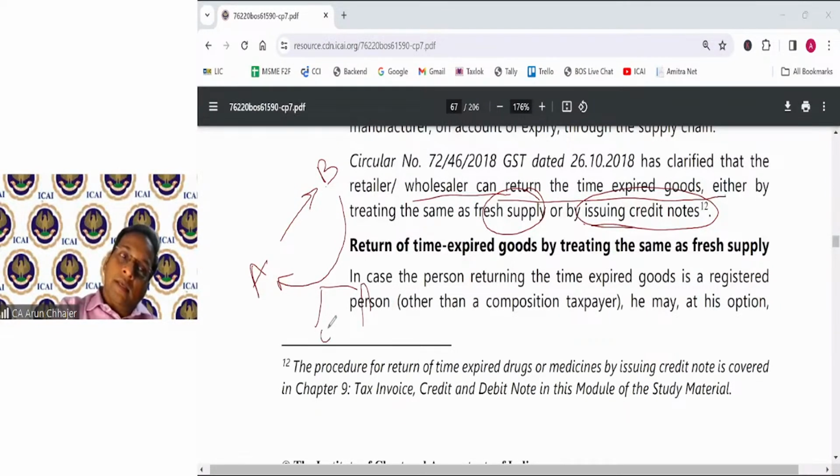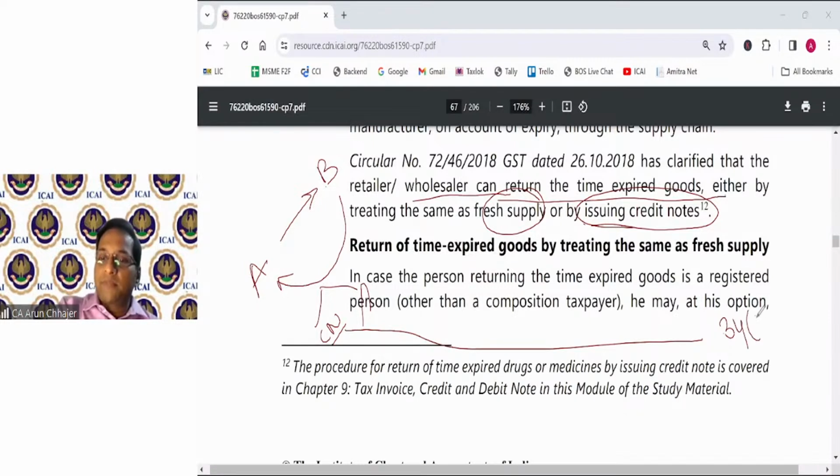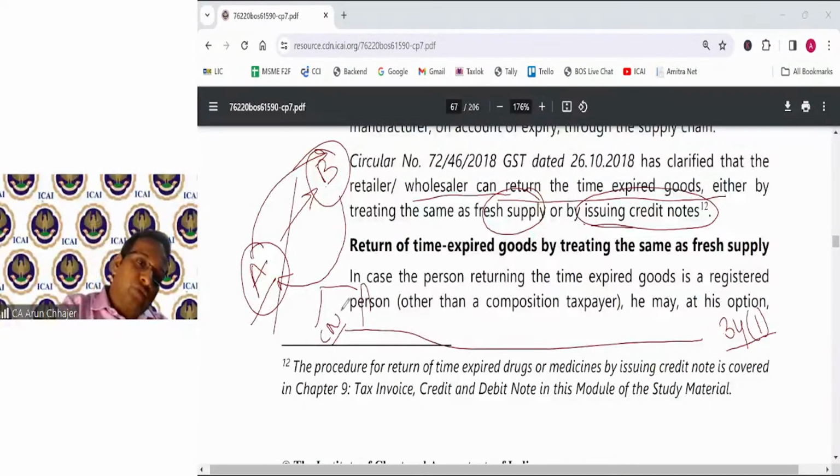First is the credit note can be issued. In GST, there is a provision, Section 34 subsection 1, which talks about the credit note that can be issued by the supplier. Who is a supplier? A is a supplier or B is a supplier? Obviously, A is the supplier because A is the company. He has supplied the goods to B. Now, B can issue the credit note for return goods.